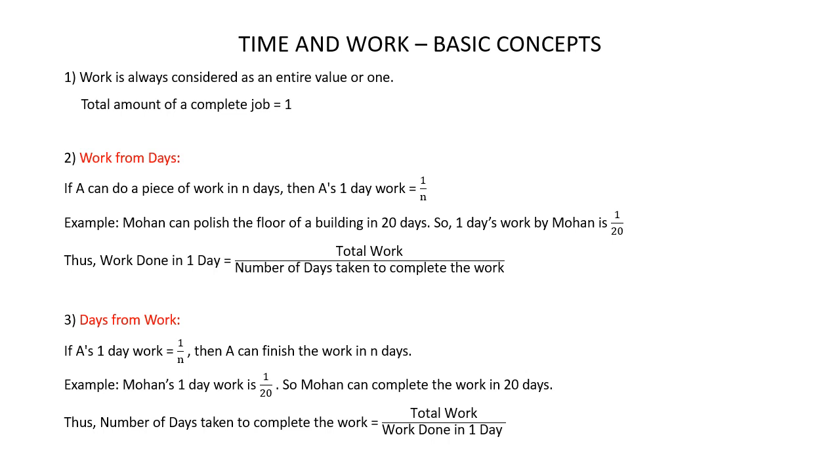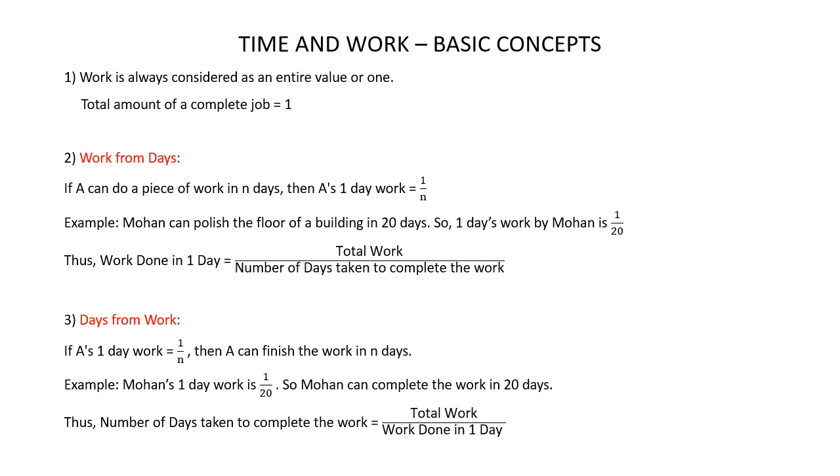Now let's see how to calculate days from work. If A's 1 day work is equal to 1 by n, then A can finish the work in n days. For example, Mohan's 1 day work is 1 by 20. So Mohan can complete the work in 20 days. Thus, number of days taken to complete the work is equal to total work divided by work done in 1 day.